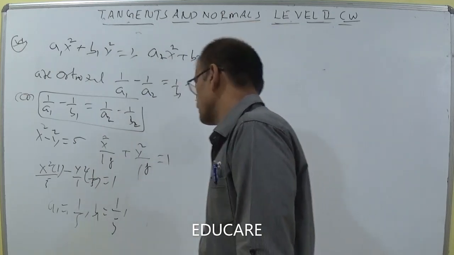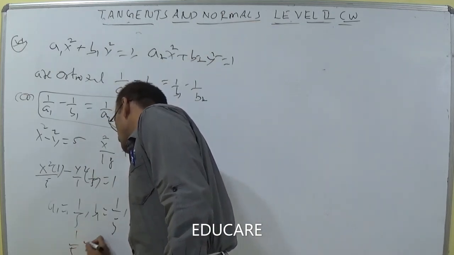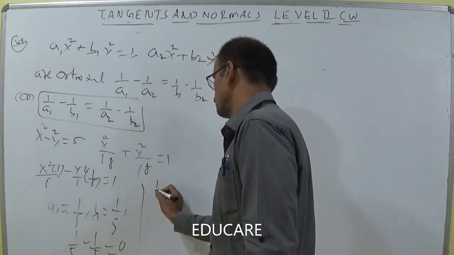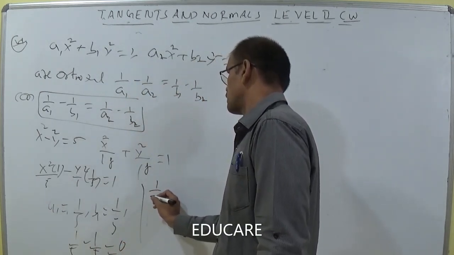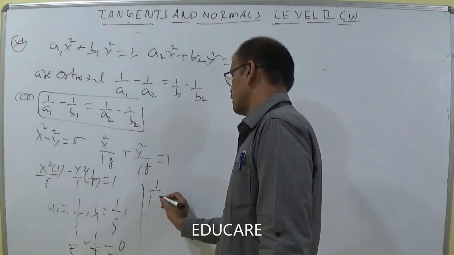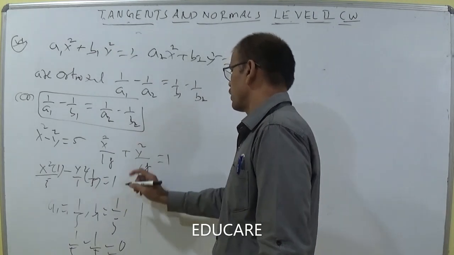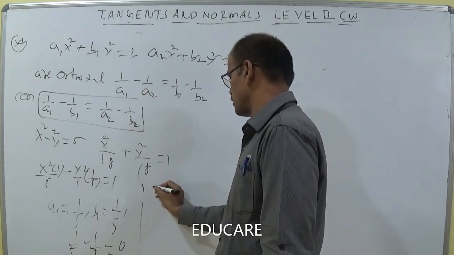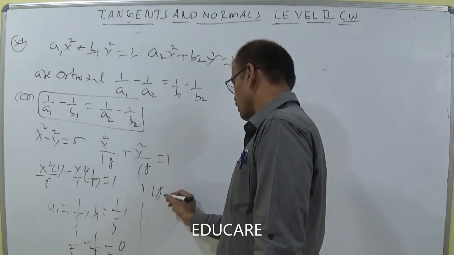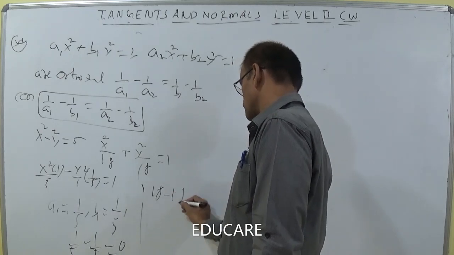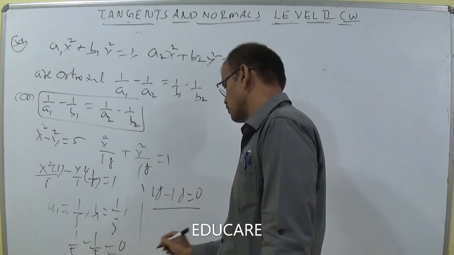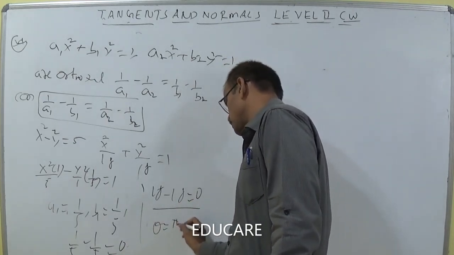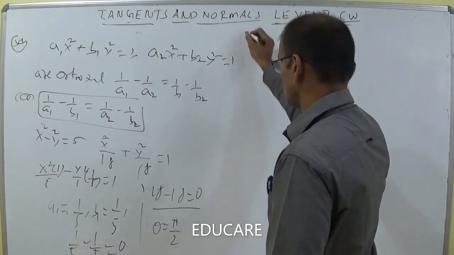According to the option, I am verifying 1 by 5 minus 1 by 5 equal to 0. Here also you can write 1 by 18 minus 1 by 18, where a2 means 1 by 18 and b2 means 1 by 18, so 18 minus 18 equal to 0. If this and this are equal, then theta is equal to pi by 2. According to the options, it is the third option.